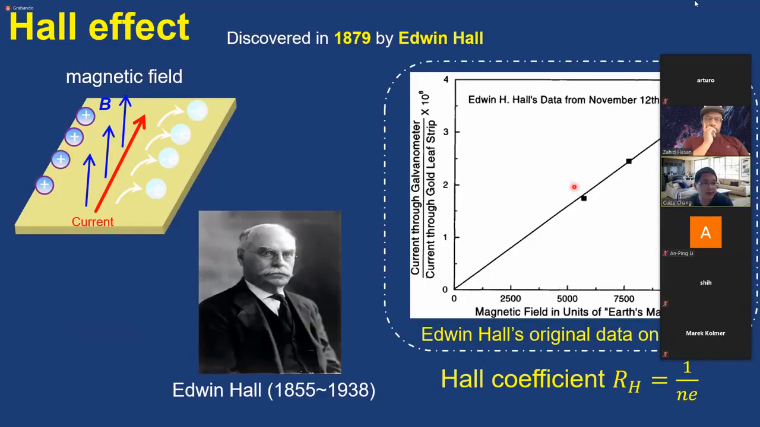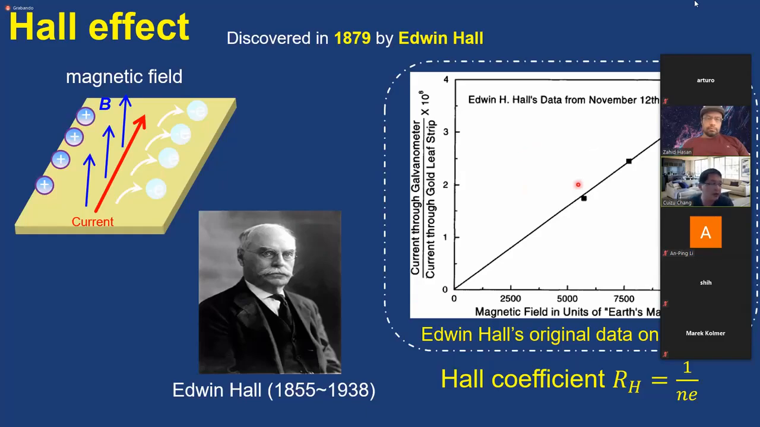So let's start from the Hall effect. When the current flows through a conducting material in a perpendicular magnetic field, the charge carriers will be pushed towards the two sides of the sample by the Lorentz force, and a transverse voltage will be formed. This effect we call the Hall effect, and this voltage we usually call the Hall voltage. The Hall effect was first discovered by Edwin Hall in 1879. This is Edwin Hall's original data on the gold leaf.